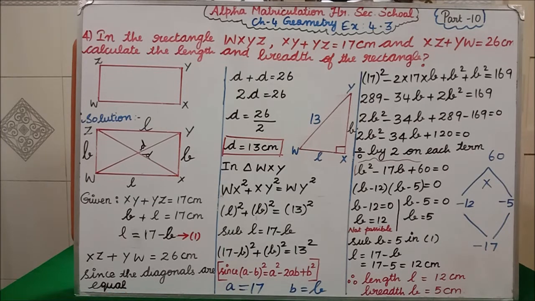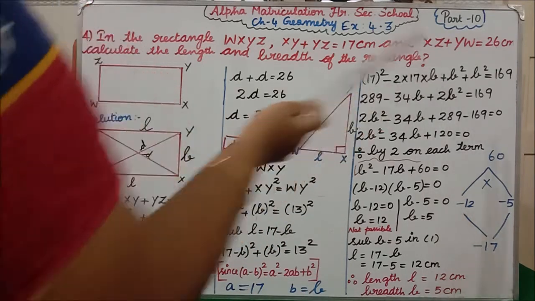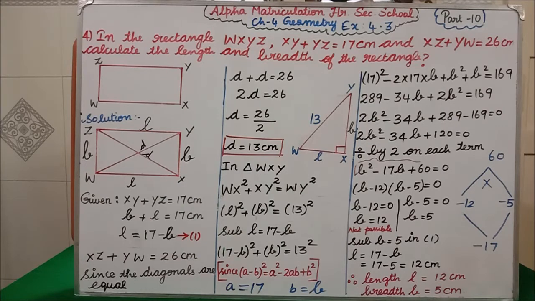2 into A value is 17. 2 into 17 into B value is B itself. Which means what? Minus 2 into 17 into B. See, I have written minus 2 into 17 into B. Clear? Then at last we have given plus b square. B is the same b only we are having. So I have written here plus b square.